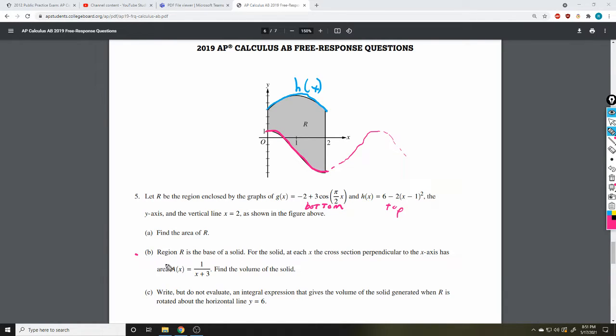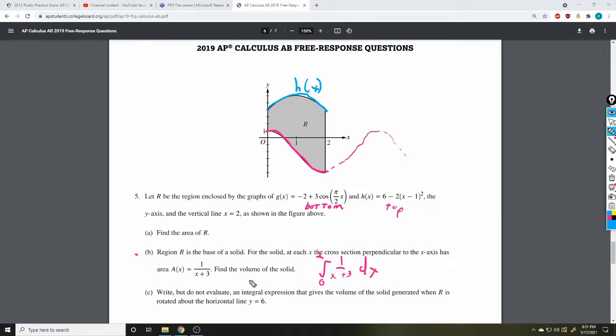Part B, don't overcomplicate it. It gives you the area formula. So just take the integral of that area formula to get the volume of the cross section. Usually, it gives you a shape and you have to come up with the area formula. But this time, it just tells you what the area formula is. So let's just do that integral from 0 to 2. And that's it.